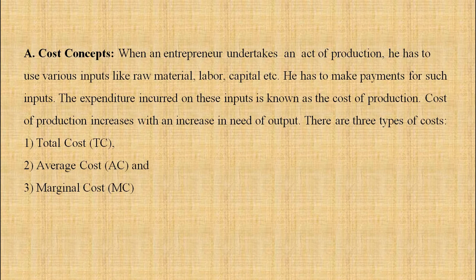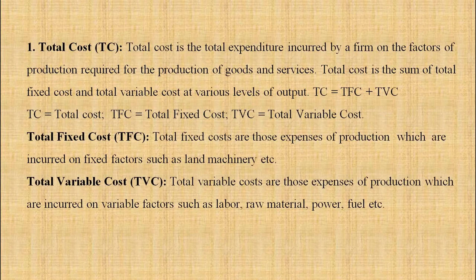Now understand, there are three types of cost. This is the basic you have to understand. There are three types of cost. Number one, total cost, in short called TC. Average cost, in short called AC. And marginal cost, in short called MC.